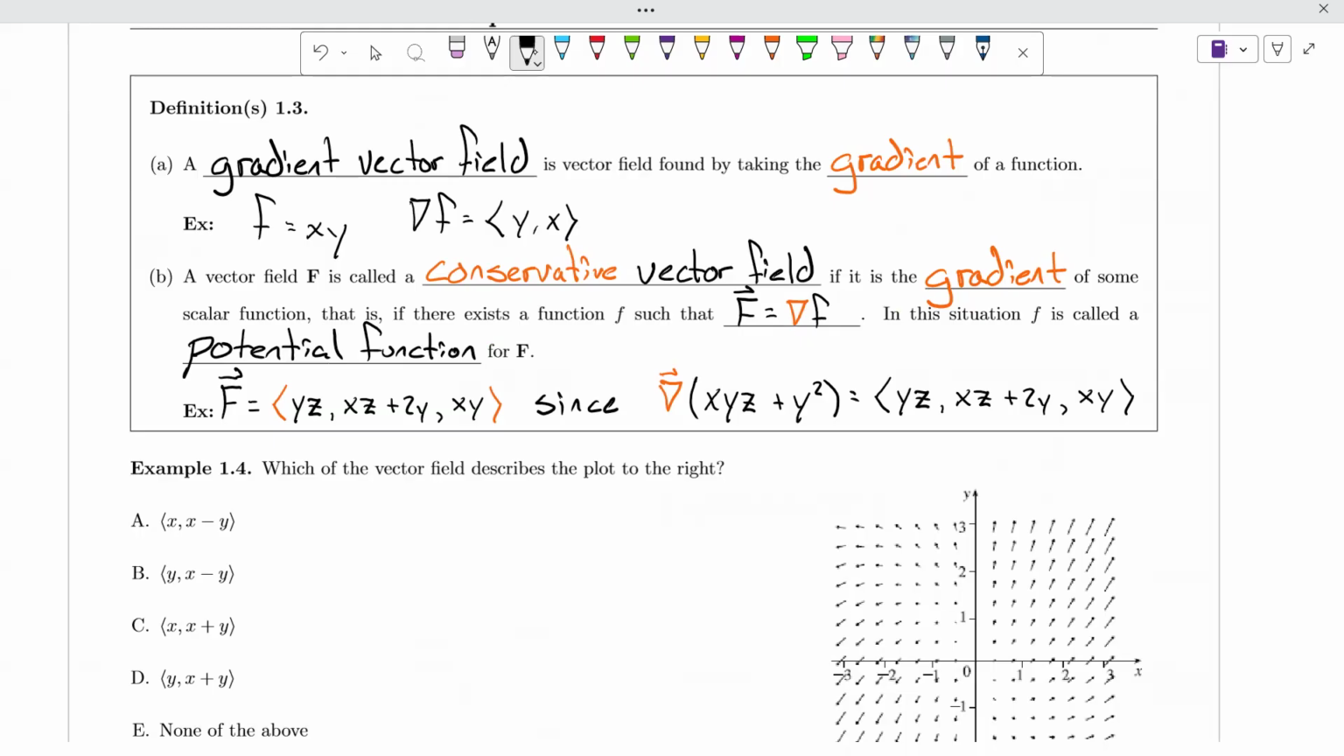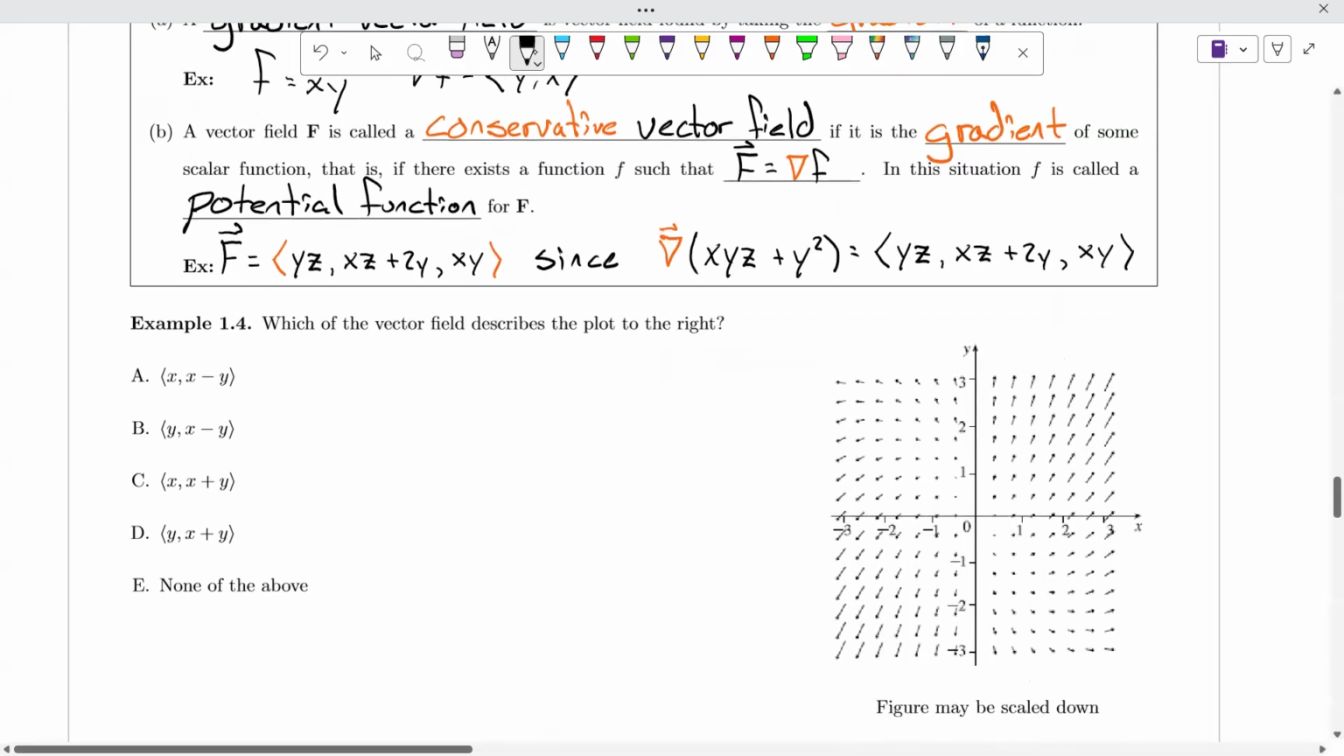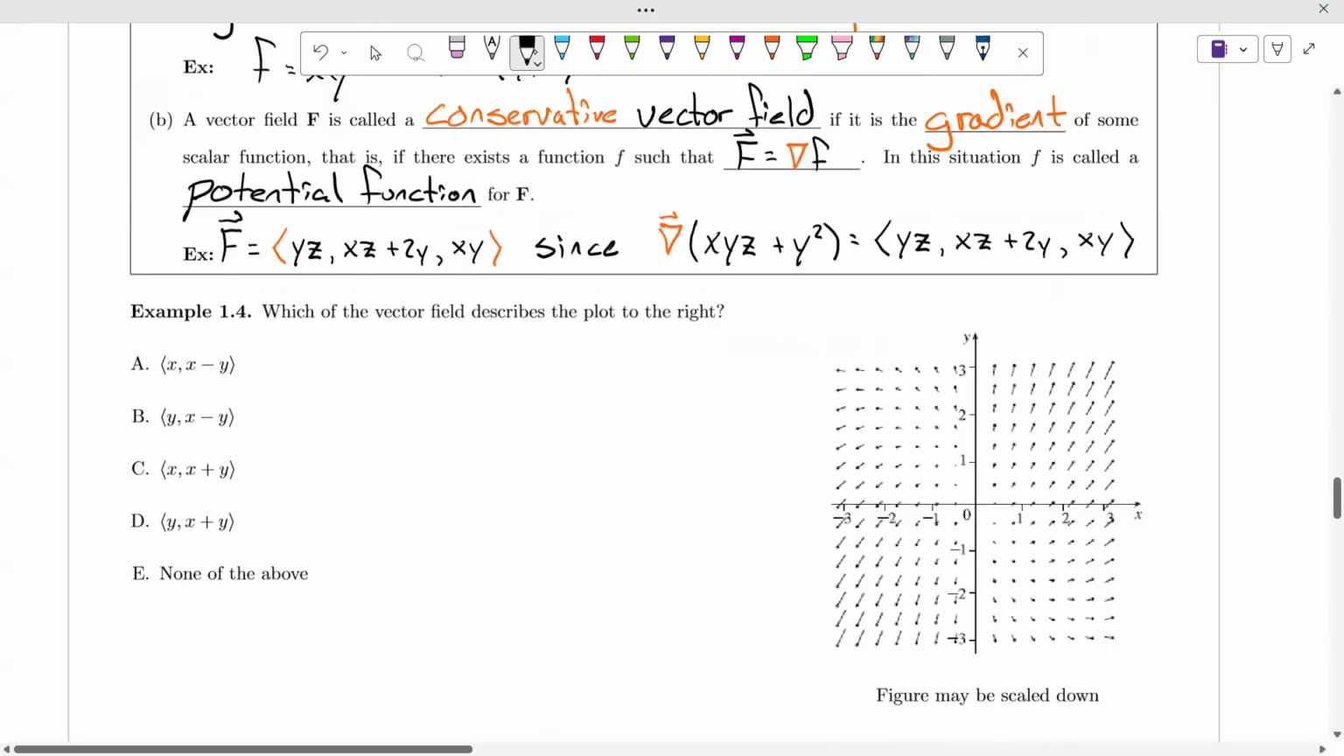So again, conservative vector field, one of the more important topics in this section, but we're really going to be focusing on it when we get to section 16.3. So look forward to that later on. It'll be super duper fun. Right, let's take a look at an example.